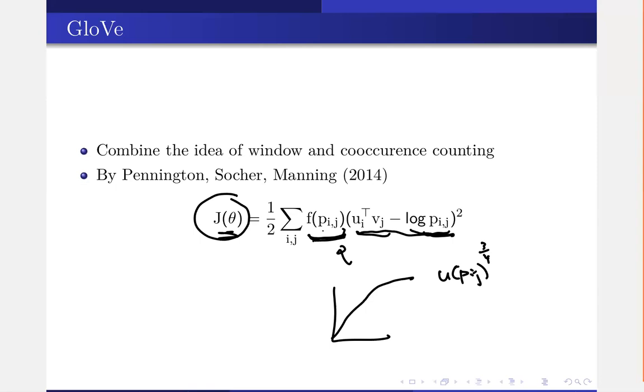Or sometimes people even directly clip it: instead of picking something like 3/4 of that, maybe they just clip the distribution somewhere. So if your Pij, the co-occurrence matrix entry, is too big, then f(Pij) will simply be clipped off like this. If your Pij is too big, then you just clip it off basically. So this is GloVe.